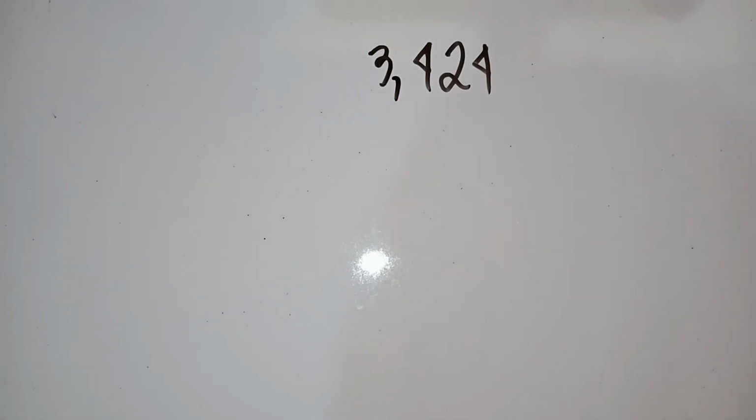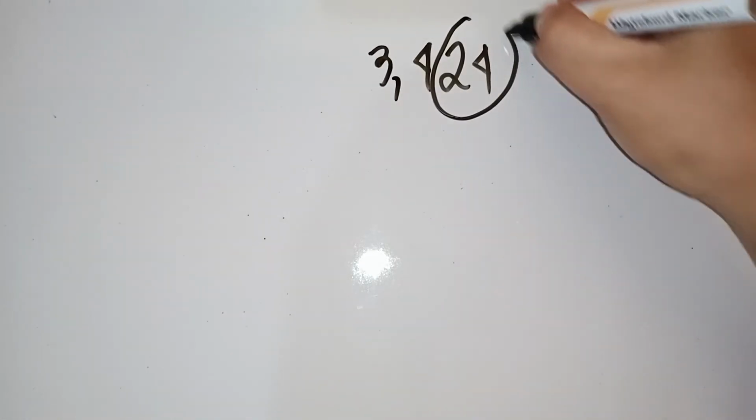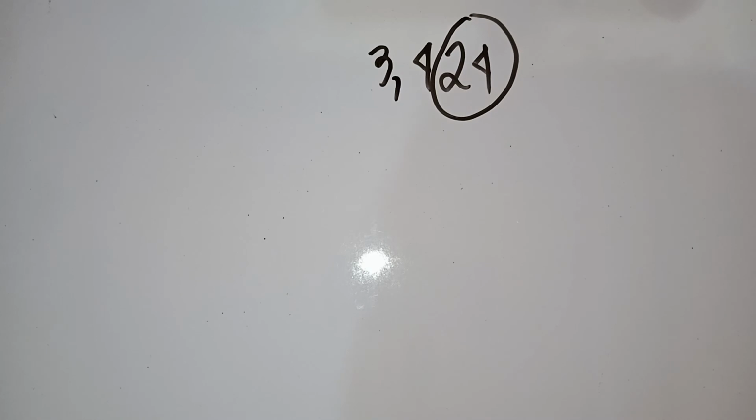Another example is 3424. If we are going to test if this number is divisible by 4, you take the last 2 digits of that number, which is 24. Then you test if 24 is divisible by 4. So 24 is divisible by 4. Therefore, 3424 is also divisible by 4.